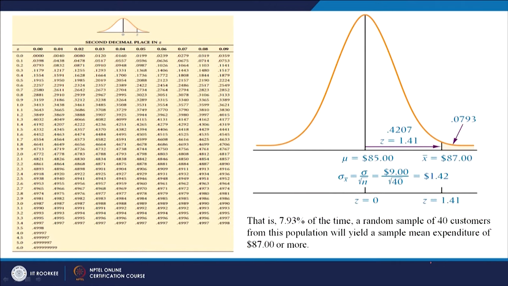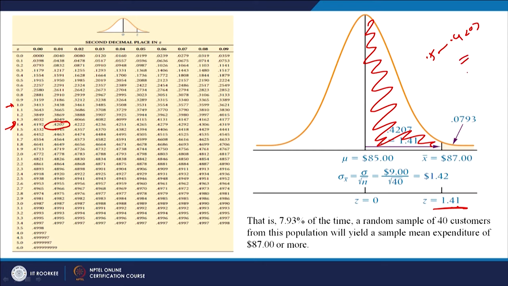So let's look at this. The z value is 1.41, isn't it? So 1.4 is this, 1.41 is this, 0.4207. So this area is 0.4207. We are interested in this area. So what to do? Since we know this side's area is 50%, we will subtract this area from 0.5. So 0.5 minus 0.4207 is equal to 0.0793, isn't it?